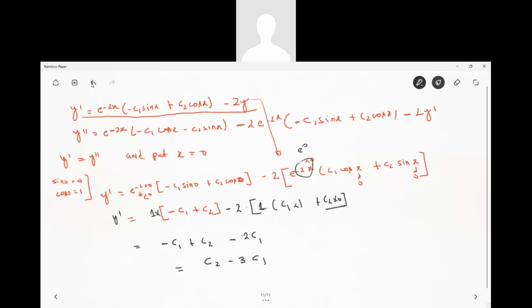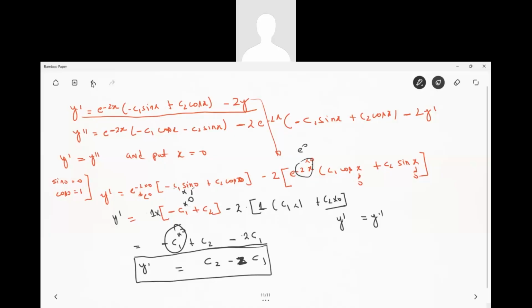C2 minus 3C1 or minus 2C1? Wait a second. Minus C1 into sine 0 is there, so this is 0. So I'll get C2 minus 2C1, okay? Understood? Here we did not put this. This becomes your y dash. What I'm writing: y dash is equal to my y double dash. For y dash I got the equation C2 minus 2C1.